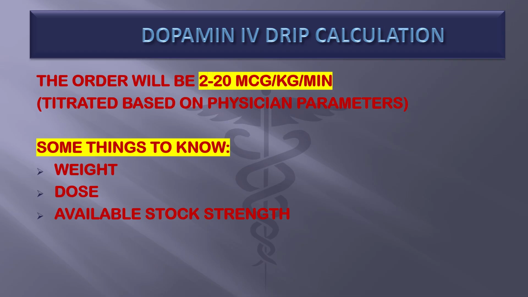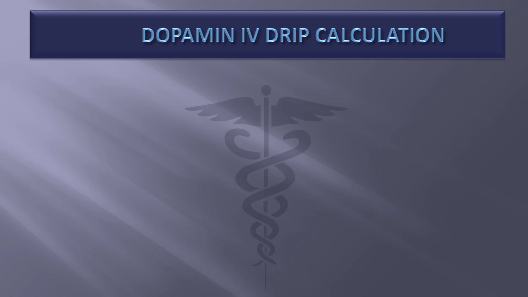So the first thing you must have in your hand is a weight. You must have the patient's weight, the dose that is required by the physician, and your available stock strength. Why do I say available? Because in my pharmacy, they supply me at 200 mg per 100 ml bag. In some other pharmacy, it will be like 800 milligram per 500 ml bag or per 250 ml bag. So the available dose varies. That's why you have to know your available dose in the pharmacy. Now we come to the drip calculation.